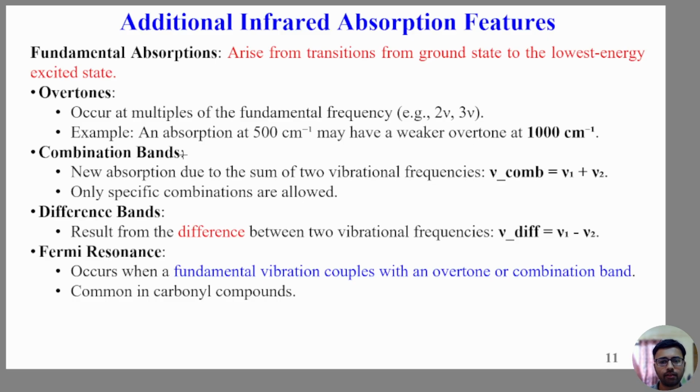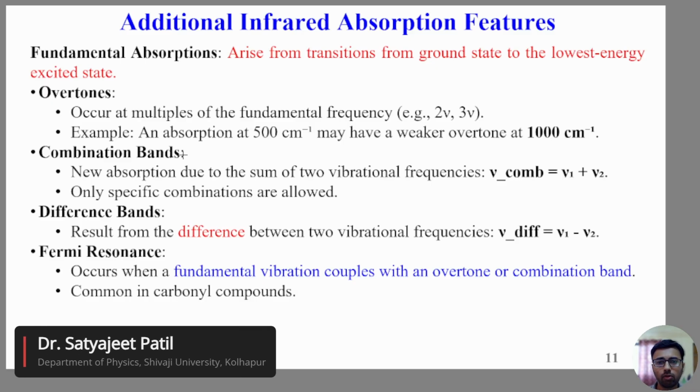For example, instead of transitioning from nu equals 0 to nu equals 1, the molecule may jump from nu equals 0 to nu equals 2 or even higher. These transitions produce peaks at multiples of the fundamental frequency. For instance, if a fundamental vibration occurs at 500 centimeter inverse, an overtone may appear near 1000 centimeter inverse. But overtone peaks are usually much weaker than fundamental absorptions.